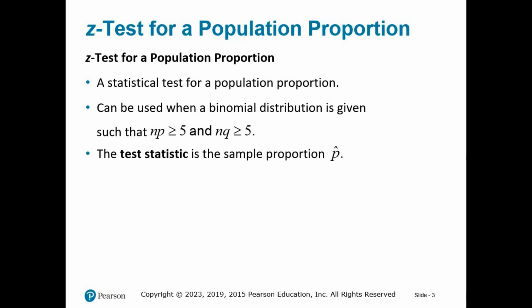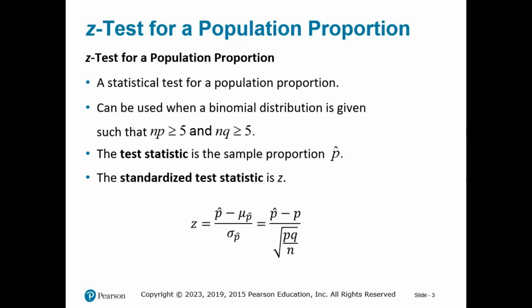The test statistic is the sample proportion P hat, which we've also dealt with. The standardized test statistic is Z. Here's the formula for this one. It should look familiar. Z equals P hat minus the population proportion P divided by the square root of the ratio PQ divided by sample size N.